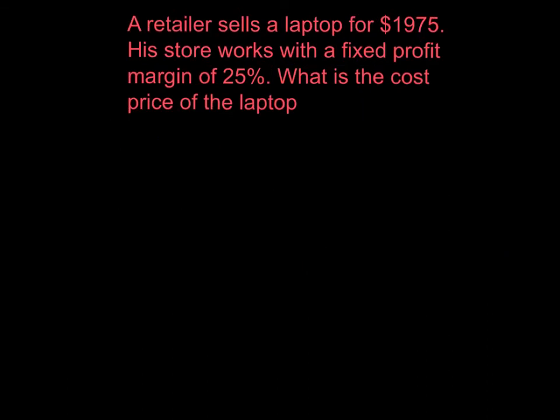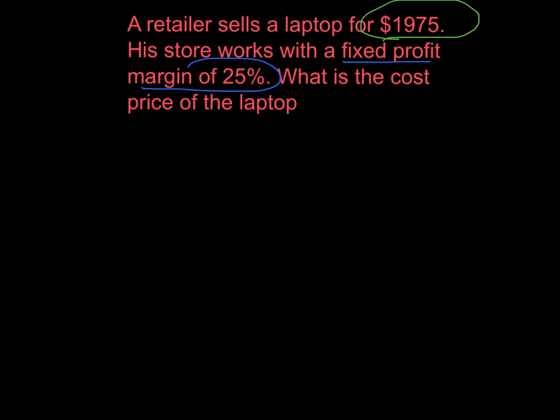This worded problem is slightly different. Let's have a look. A retailer sells a laptop for $1,975. His store works with a fixed profit margin of 25%. What is the cost price of the laptop? In this instance, we don't have the cost price, so we're going to need to work backwards. So we're going to work backwards from the selling price right back to the cost price.